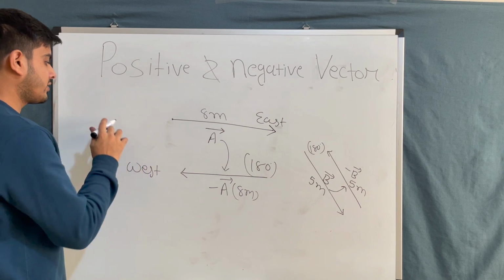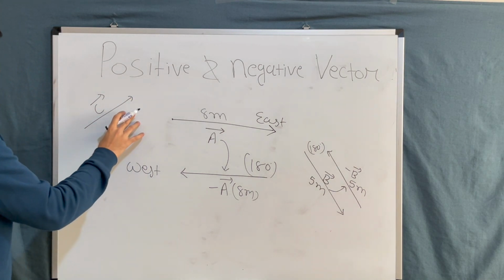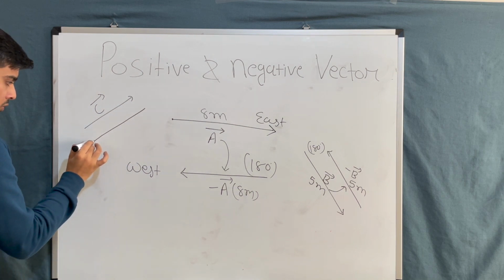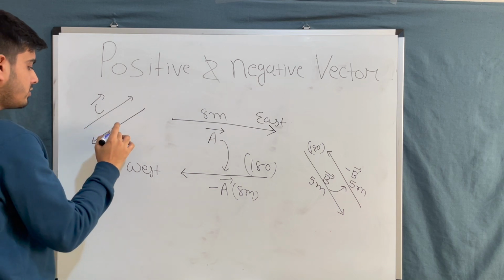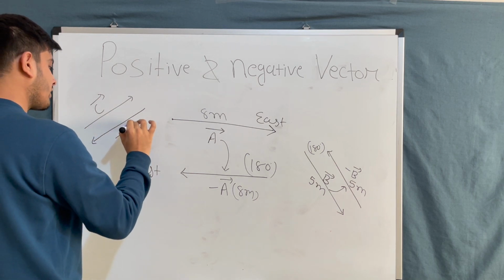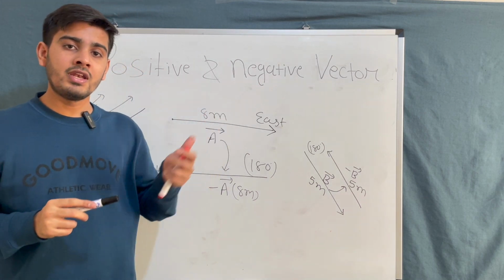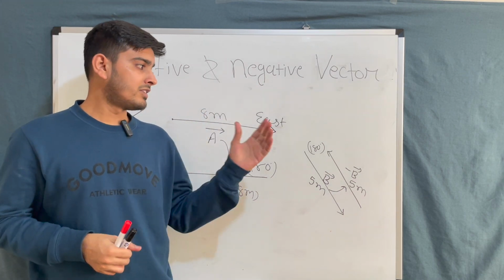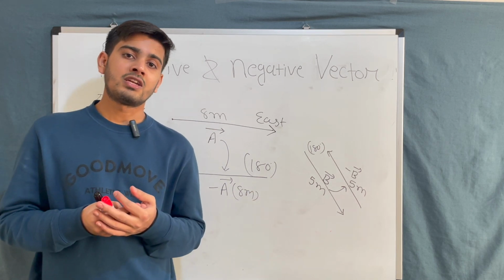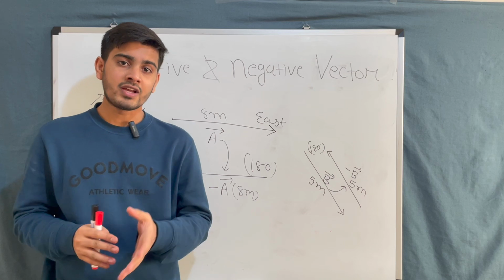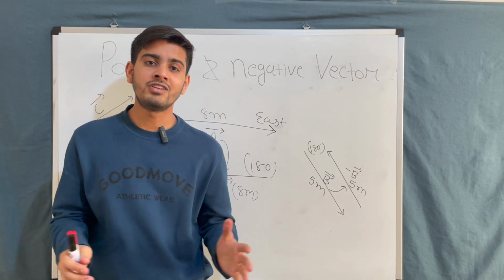For example, vector C over here. The negative of vector C will be the opposite, exactly opposite direction with the same magnitude. So this will be your negative vector C. So this is how we represent positive and negative of any vector. But what is the importance of positive and negative vector? We use positive and negative vector for the addition of vectors and subtraction of vectors. So the next video is all about addition of the vectors.